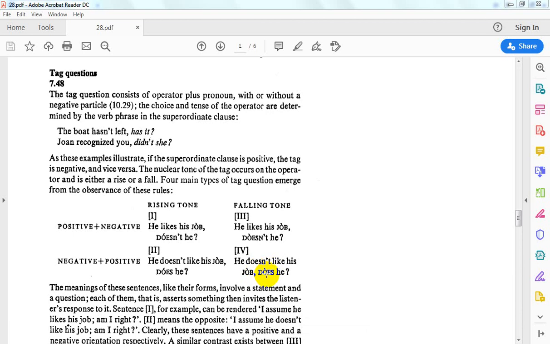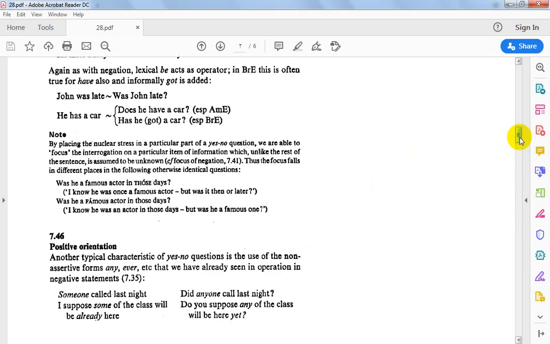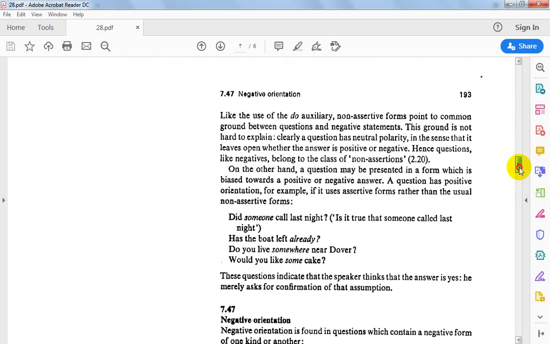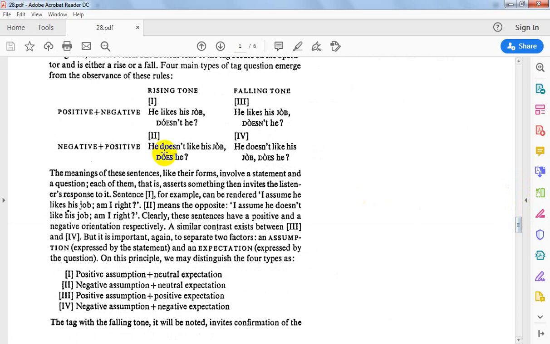Now let's see, what does this mean? The meanings of these sentences, like their forms, involve a statement, which is the superordinate, and a question. Each of them asserts something that invites the listener's response to it. For example, sentence number 1, he likes his job, doesn't he, with rising tone. Means I assumed he likes his job. Am I right? No, I am sure that he likes his job.